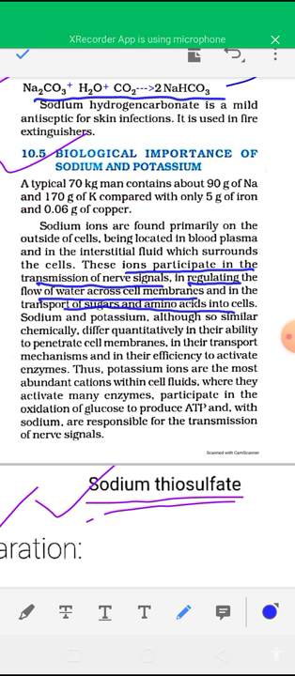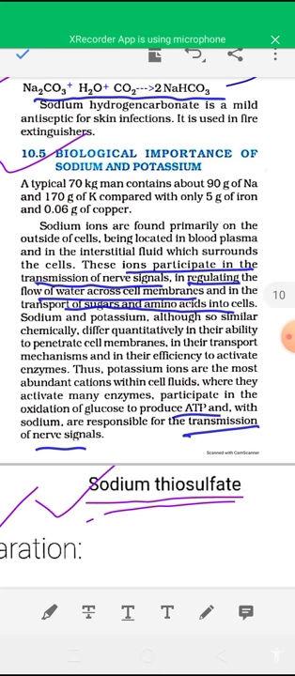Sodium and potassium, although so similar chemically, differ quantitatively in their ability to penetrate cell membrane, in their transport mechanism, and their efficiency to activate enzymes. Thus, potassium ions are the most abundant cations within cell fluid, where they activate many enzymes, participate in oxidation of glucose to produce ATP, and with sodium are responsible for transmission of nerve signal. Okay, so these are biological importance of sodium and potassium.